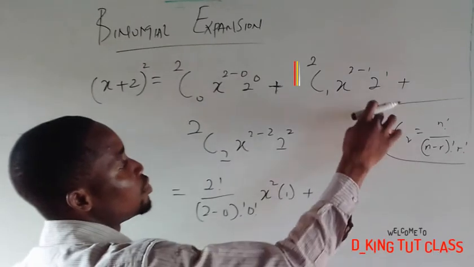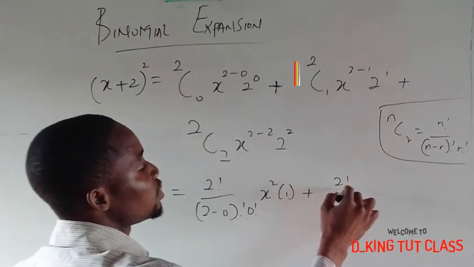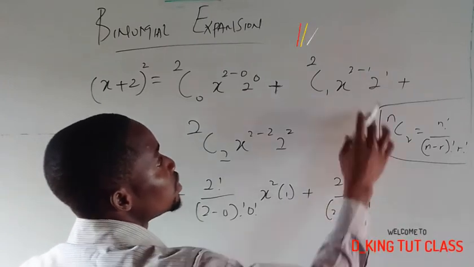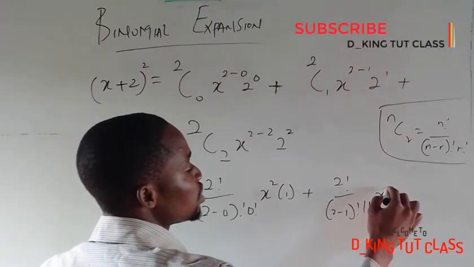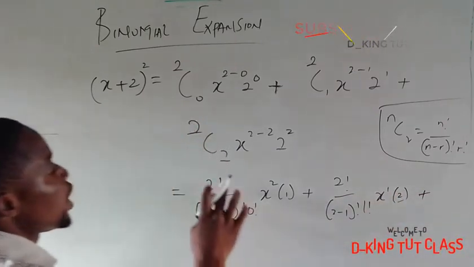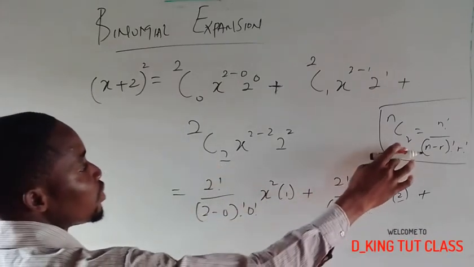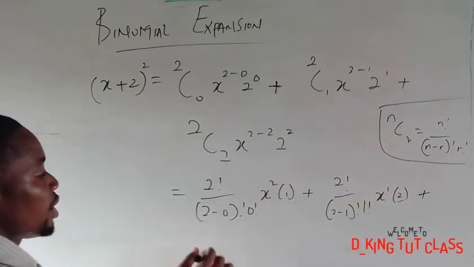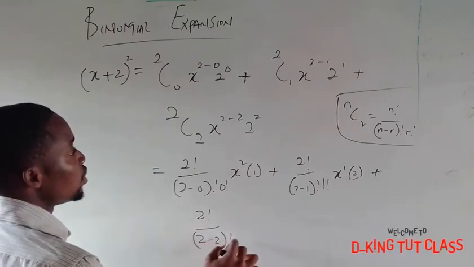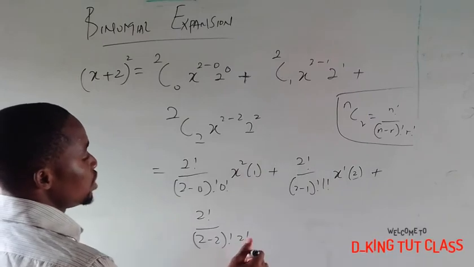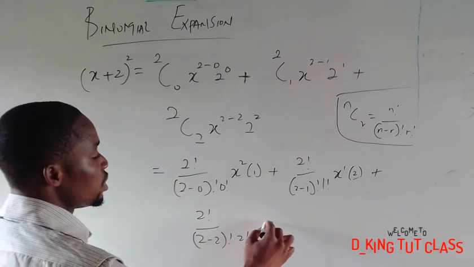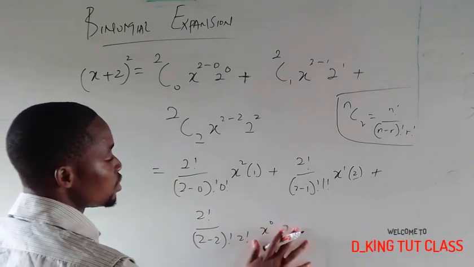Apply this formula, n combination r. I have 2 factorial over 2 minus 1 factorial, 1 factorial. Then what remains is x raised to power 2 minus 1, which is x raised to power 1, and 2 raised to power 1, which is 2. Then plus this last one, which is 2 combination 2. Apply the formula for n combination r. I have 2 factorial over 2 minus 2 factorial, 2 factorial. That's for this expansion, and I have x raised to power 0, 2 raised to power 2, which is 4.